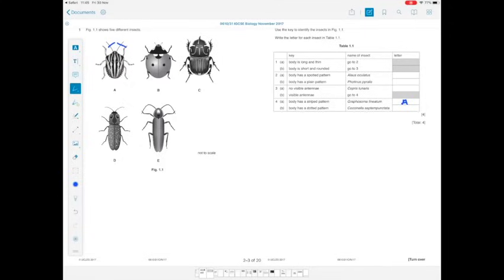So we've been told to go to 4. Body has a stripe pattern. No. And we know that belongs to A anyway. Body has a dotted pattern. Yes. So B needs to be written here.